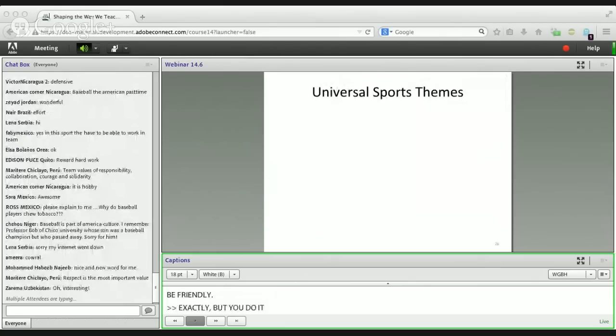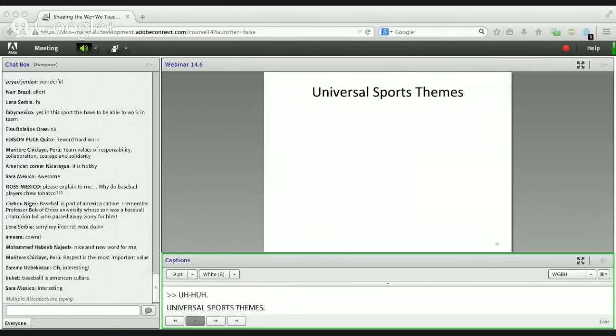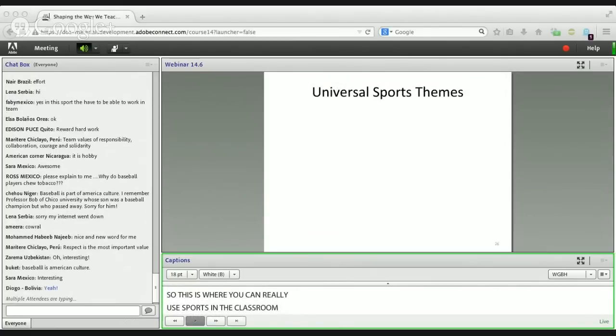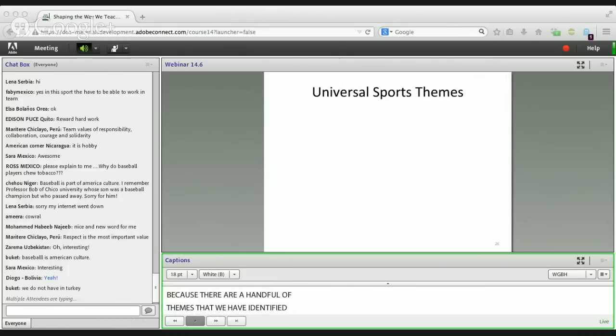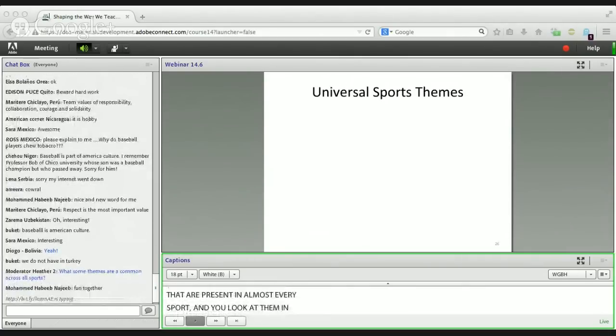Universal sports themes. All right, so this is where you can really use sports in the classroom, because there are a handful of themes that we have identified that are present in almost every sport. And you look at them in one sport, you look at them in another sport, and you can actually compare cultural values. Interesting. So, for example, a rite of passage. Have you heard this before? I've heard of it. Right, so a rite of passage, this is when somebody has to go through a very difficult process to find success. And all sports have them.